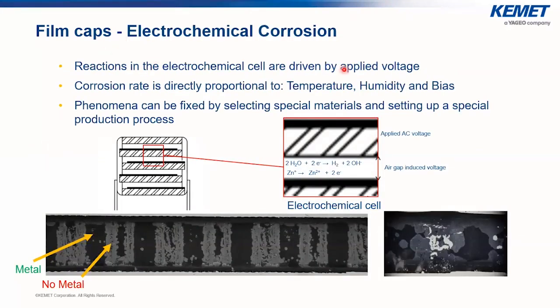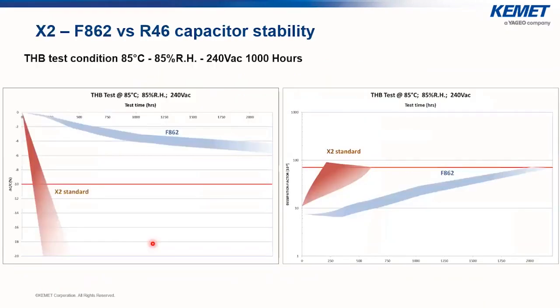Another phenomenon that we can have is electrochemical corrosion. We have reactions in the electrochemical cell that are driven by the applied voltage. The corrosion rate that we see is directly proportional to that temperature humidity bias. As you can see here, you have your metallization, your electrode. This is a picture taken from above. If we have this kind of corrosion phenomenon, we see that there are parts where there is metal and other parts where there is no metal anymore. If there is no metal, there is no active area, and even here we lose capacitance.